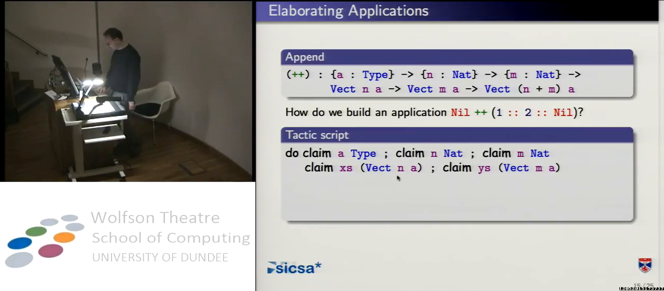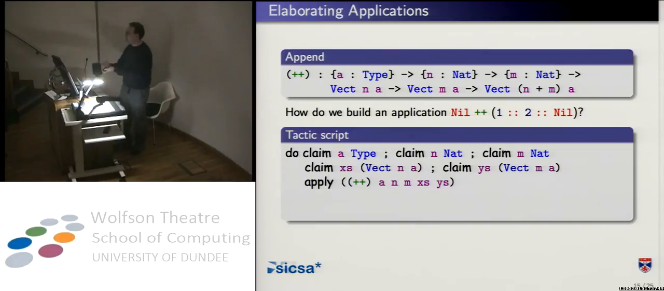I've actually simplified this slightly because obviously you're going to have to elaborate this vector too. Once we have all of these things, we can apply the function to the things that we've just invented. So we're applying plus plus to A, N, M, Xs, and Ys. I haven't said anything about what these things are yet, just that they exist. So they're now in scope, but they don't have a value.